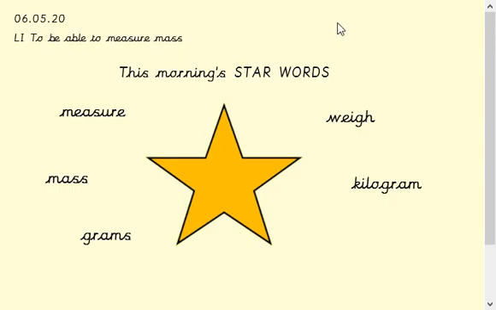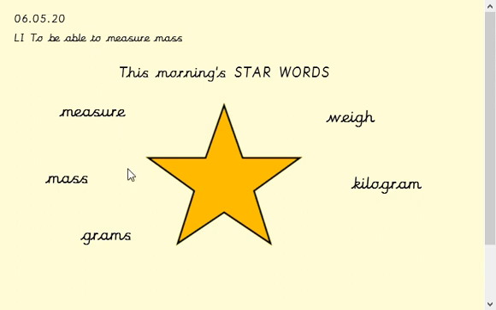Okay, now we are moving on to a new unit this morning, a new topic. We finished with money. We're going to move on to thinking about measurement over the next couple of weeks. This morning, our learning intention is to be able to measure mass. Mass is a new word. It's the same thing as measuring weight. So you're going to be measuring weight this morning and thinking about how you measure weight. Our star words today will be measure, mass, grams, weigh, and kilograms.